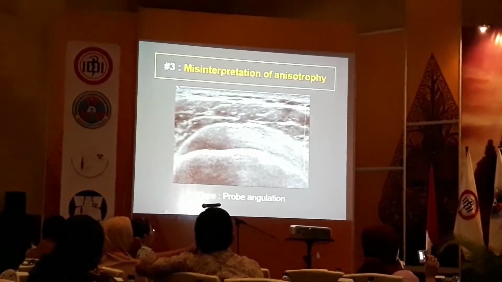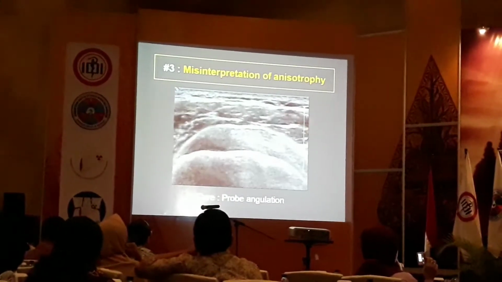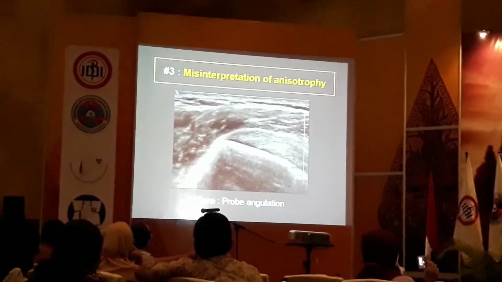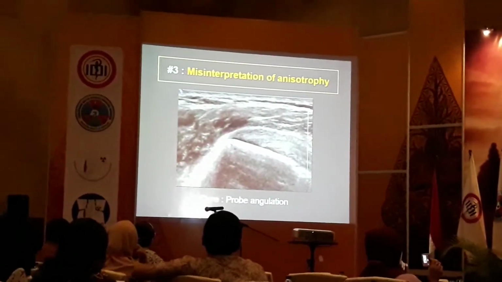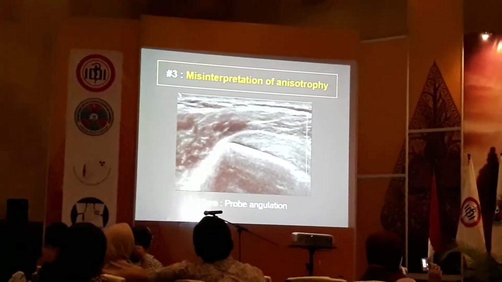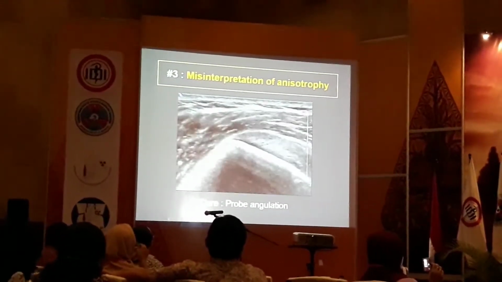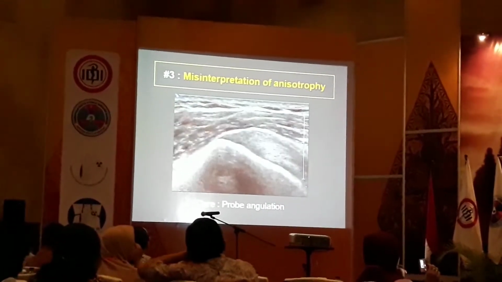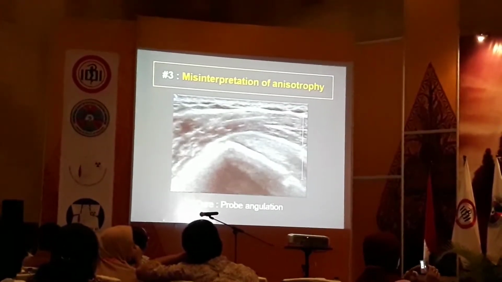What you can do is move the shoulder around, or else just move the transducer, and by moving the transducer you can get rid of that anisotropy and make sure that there's no tear in those areas. So you need to move the shoulder, move the transducer around, getting rid of those hypoechoic areas which are just artifactual and not representing real pathology.